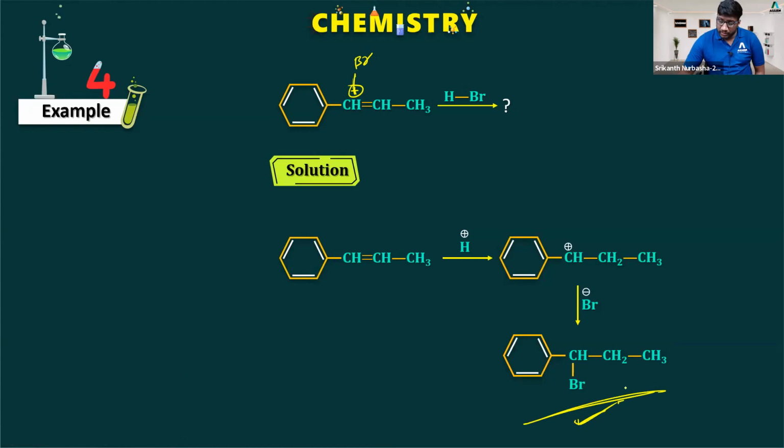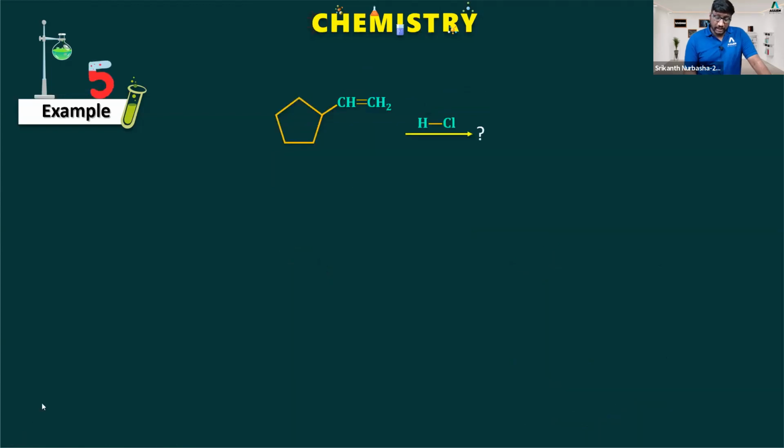Everyone got this or not, students? Because the positive charge we have obtained here is actually stabilized by resonance. So because of that, this particular benzylic carbocation is obtained. Br minus attacks this particular carbon, generating this particular alkyl halide. Here ring expansion occurs.